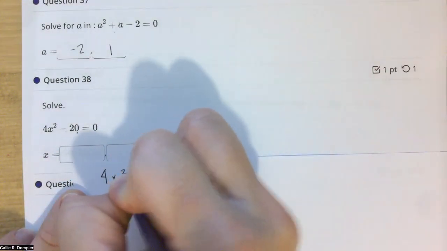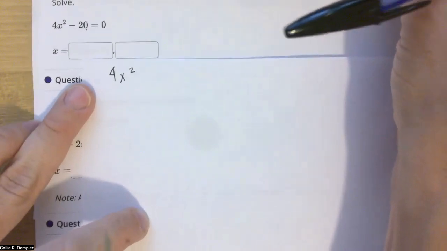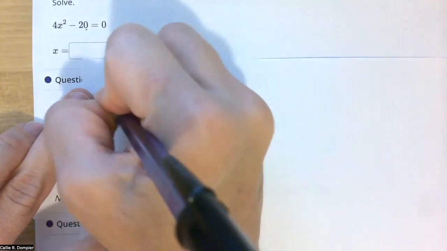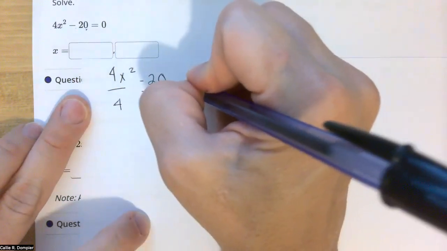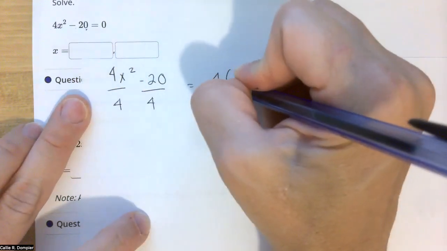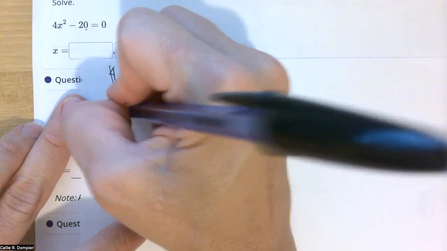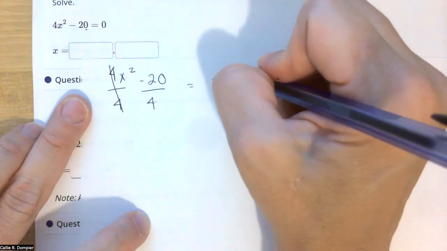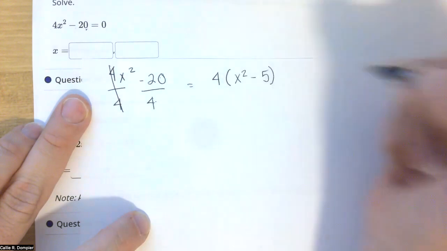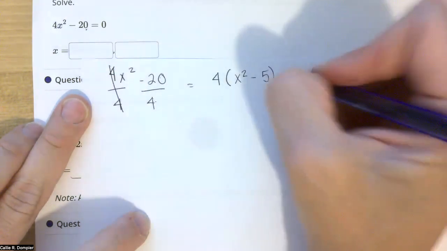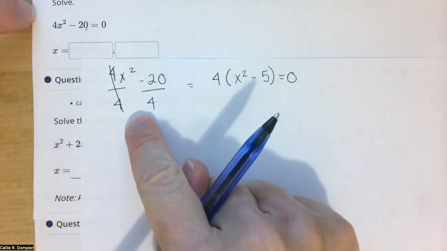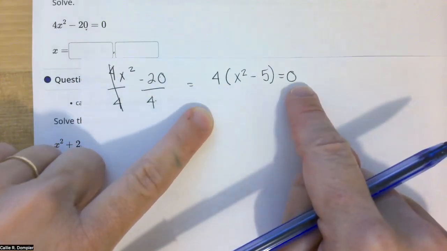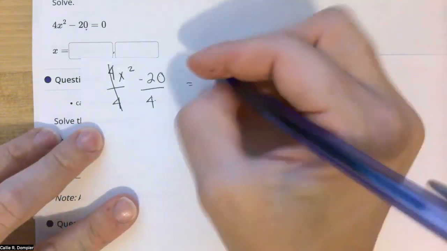4x squared minus 20, I can divide both of those by 4, right? So I can factor out a 4. 4x squared divided by 4 is just x squared, and then negative 20 divided by 4 is a negative 5, right? So instead of 4x squared minus 20 equals 0, I'm going to say 4 times x squared minus 5 equals 0. Now I have two factors.